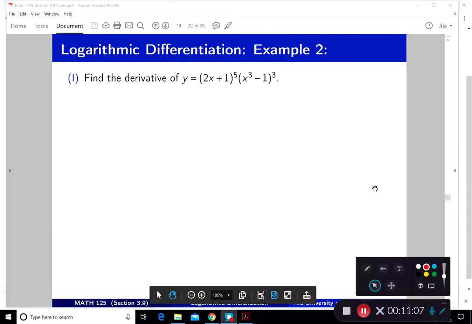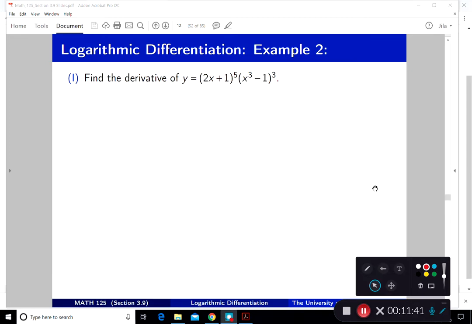Another place where we use logarithmic differentiation is when we have a function that is a product of a bunch of functions. The example we're giving in part 1 of example 2 doesn't have too many products, but it still pays off to learn it with fewer products and see how it works with more products using the same rule.